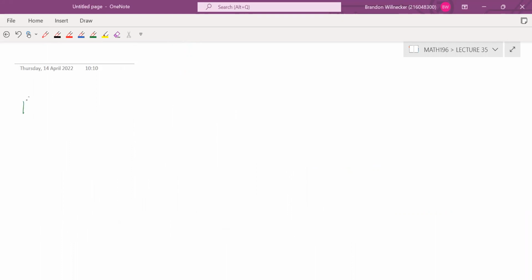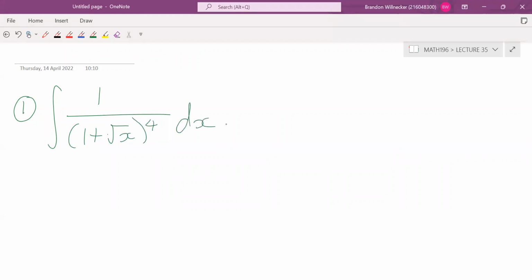Okay, so we're just going over this example again. So we have the integral of 1 over 1 plus root x, all of this to the power 4 dx. Okay, so we look at this for a bit and we realize that if this inside part wasn't there, then this would be really easy. For example, if we only had 1 over x to the 4. If we had that, this would be super easy.